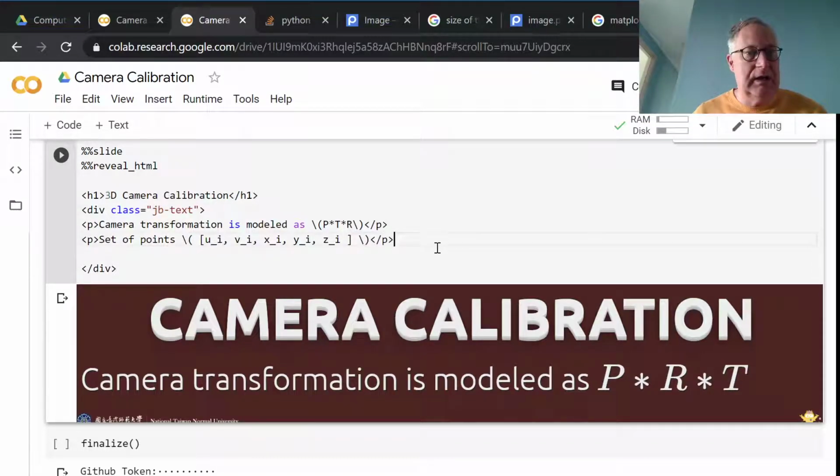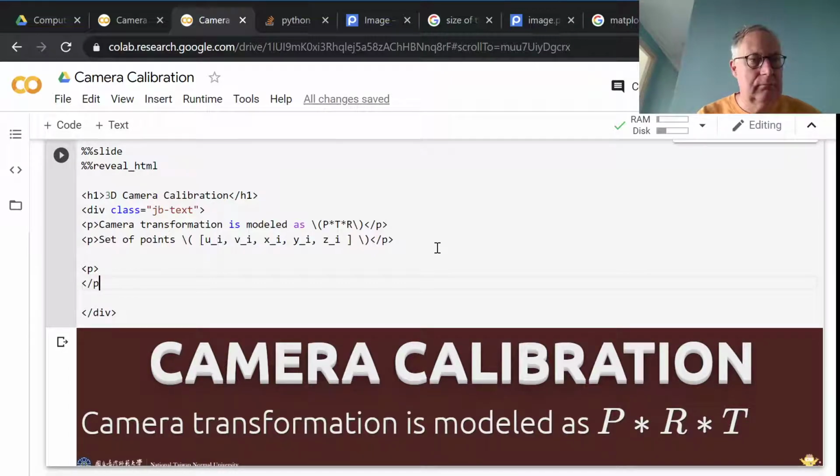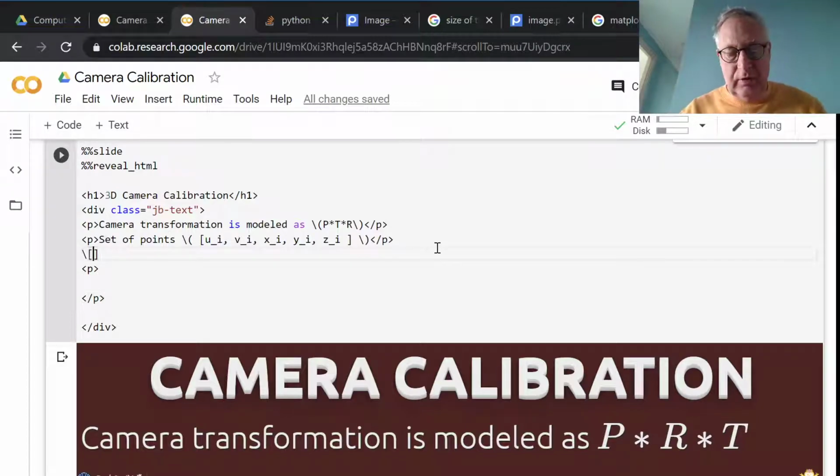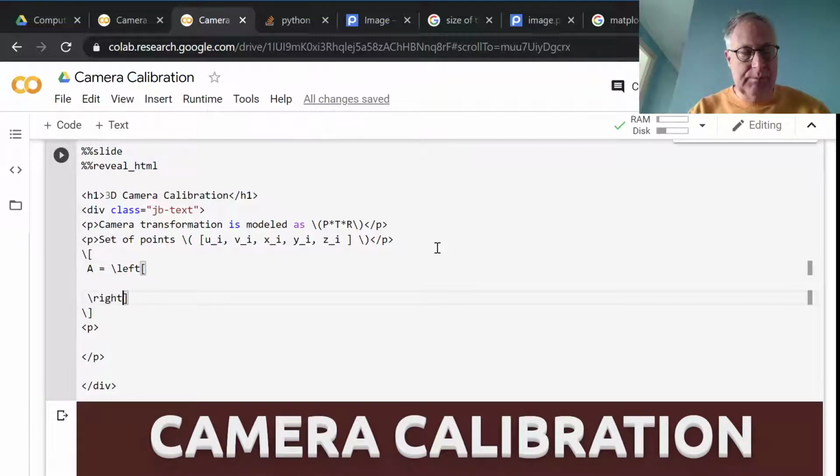So for each point now I get two equations. What I'm trying to find is the values of my matrix, the compound transformation matrix, which is a 4x4 matrix.